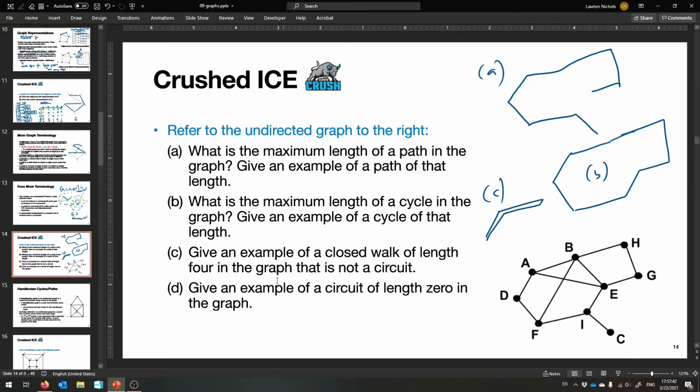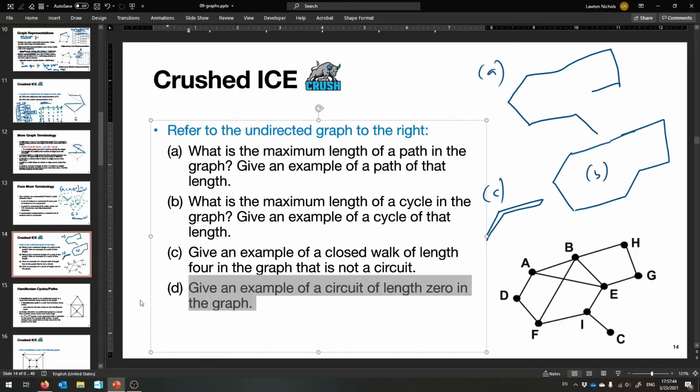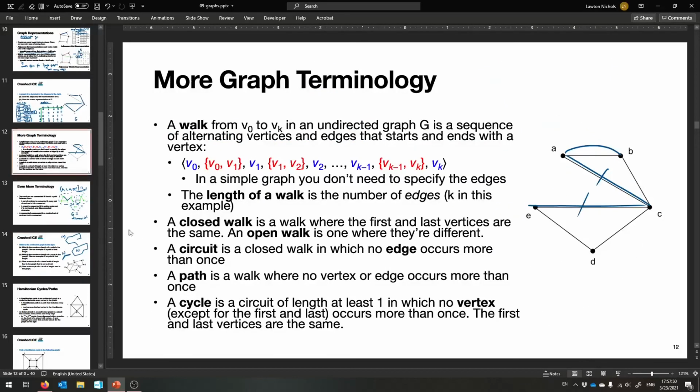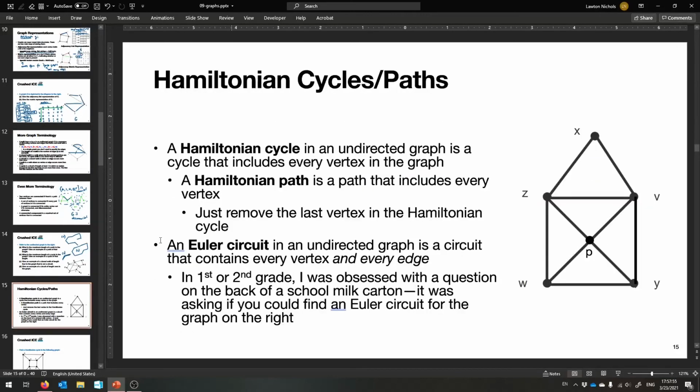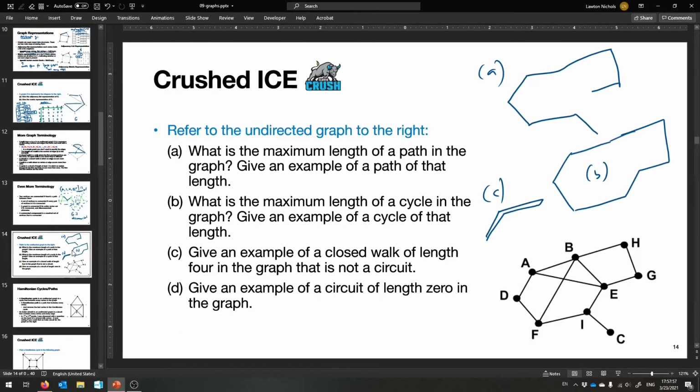Okay. And then finally D, give an example of a circuit of length 0 in the graph. Okay, let us find that. A circuit is a closed walk in which no edge occurs more than once. Well, let us not use any edges at all. Let's just start at D and stay at D. That is a circuit of length 0.